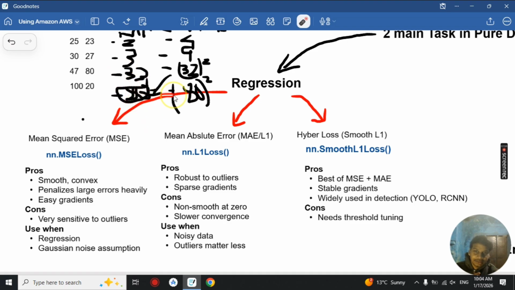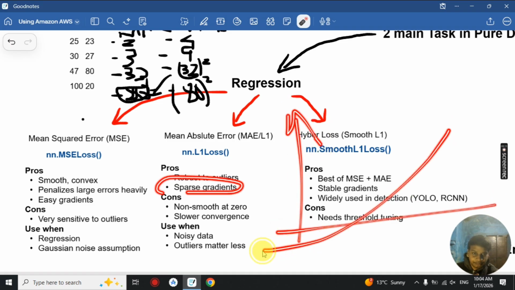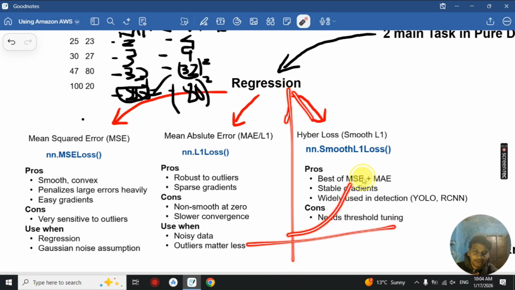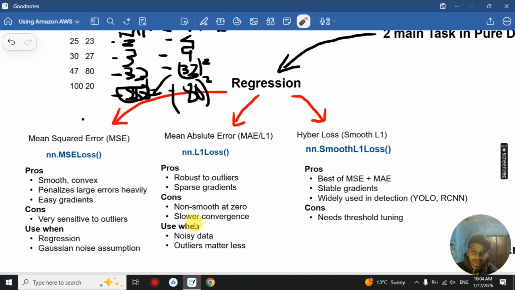Okay, it's not heavily penalizing it here, and it gives very sparse gradients. Some values become 0 in our mean absolute error. The cons are that it's not smooth at 0. If you make the graph, it will not be smooth enough. And second, it is very slow to converge compared to our MSE loss.